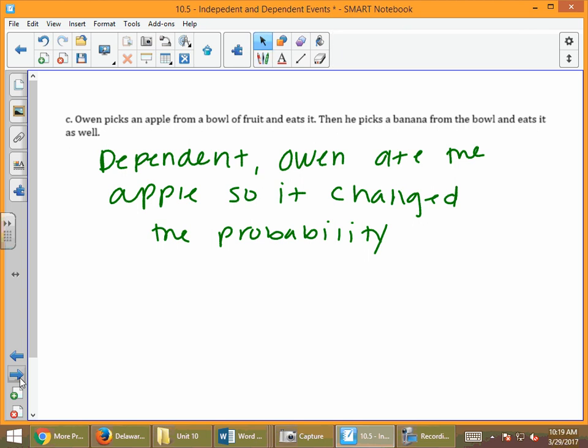Questions over that? Again, trigger words for whether it's independent or dependent. Does not replace. Does not put back. Eats it. Those kinds of things are telling you it's dependent because it's affecting the next thing. Okay.